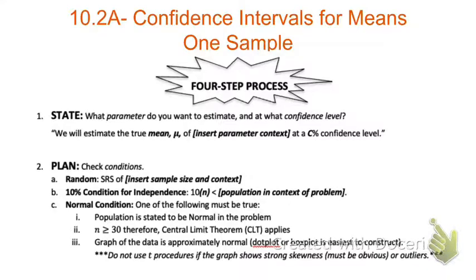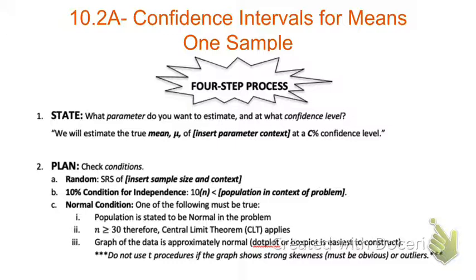For confidence intervals for means with one sample, the state step is going to look a little different than our hypothesis state. Instead of saying we will test, because we're not testing a claim, we're actually estimating a number. So we will estimate the true mean mu of whatever it is we're talking about, and then we're going to put what the confidence level is. That's how we do state for confidence intervals. So we will estimate the true mean mu of whatever it is at whatever percent confidence level. That's state. Easy peasy, no big deal.